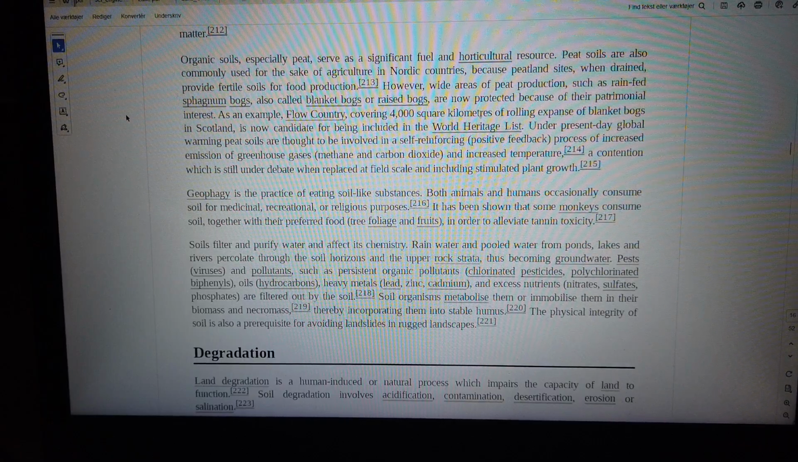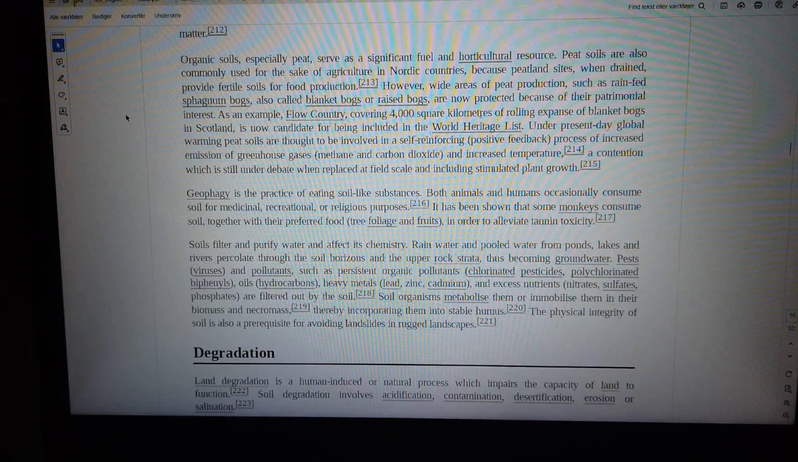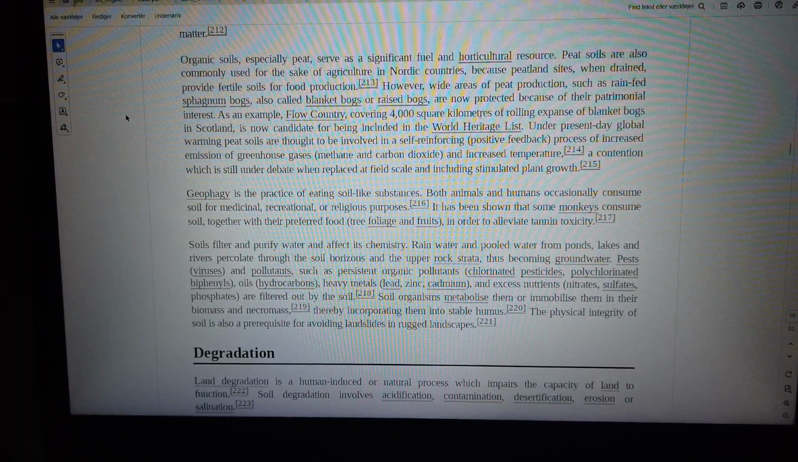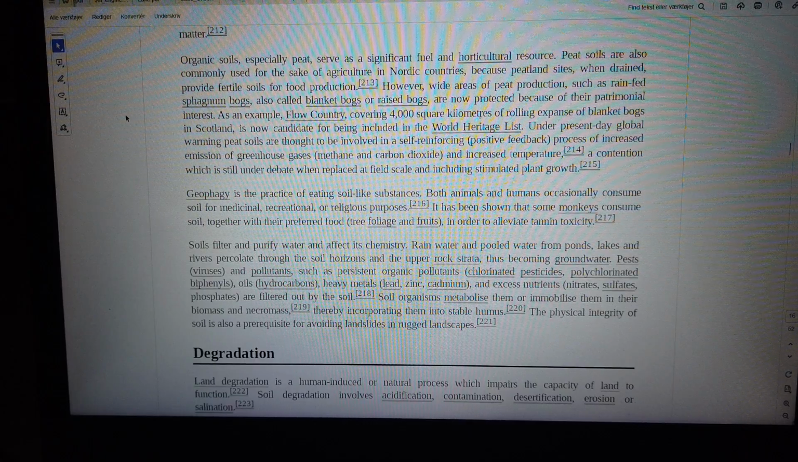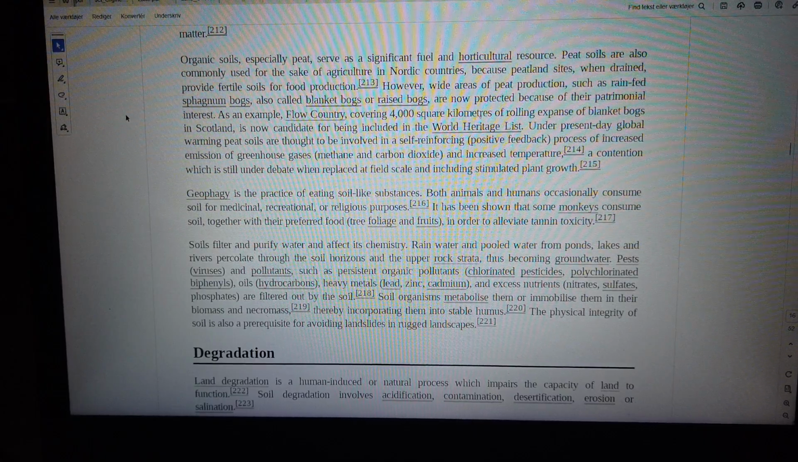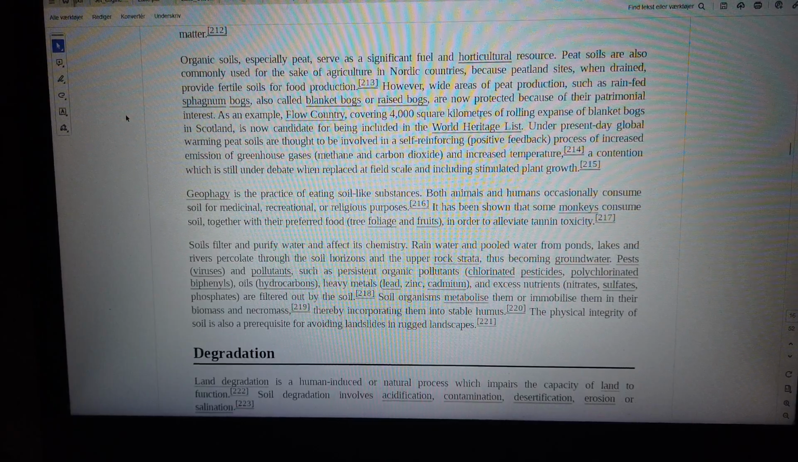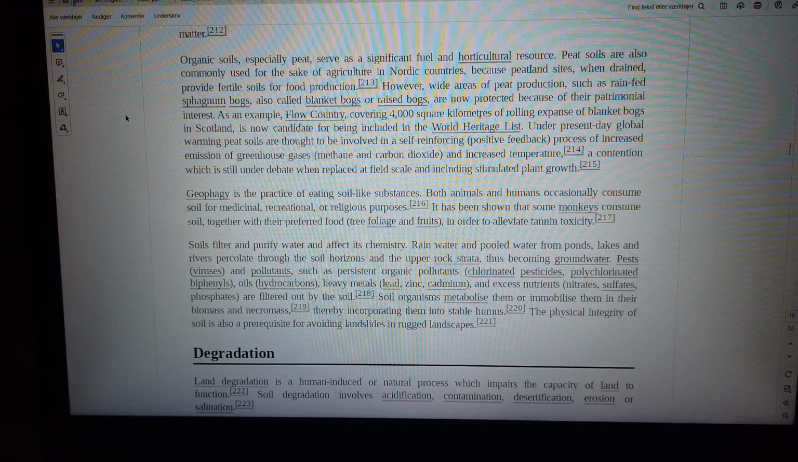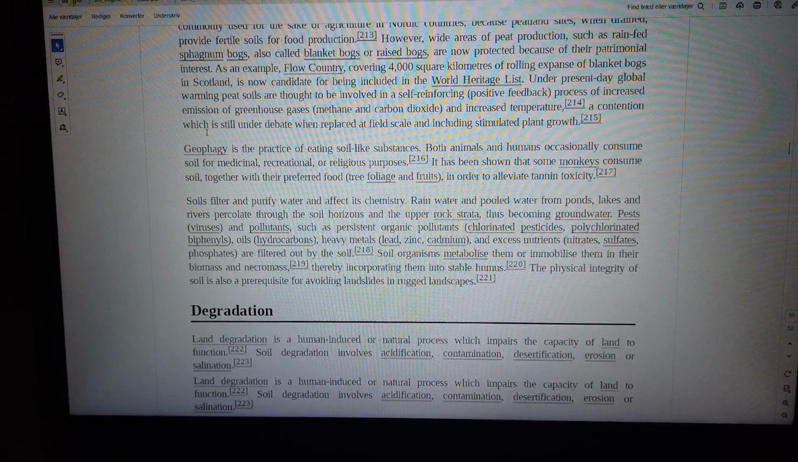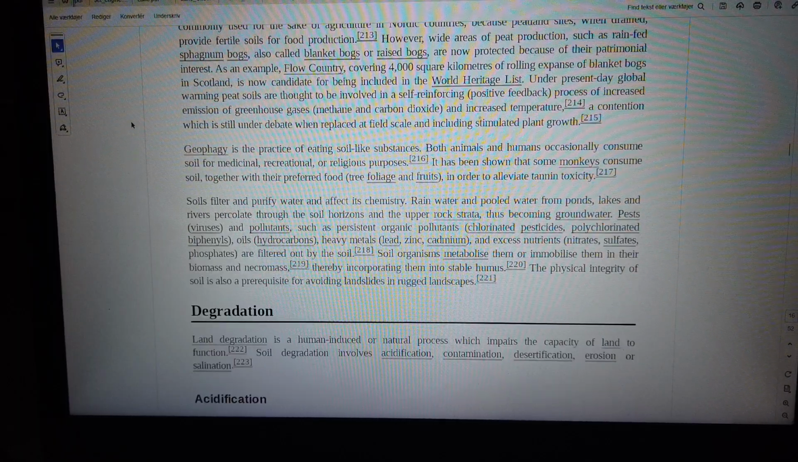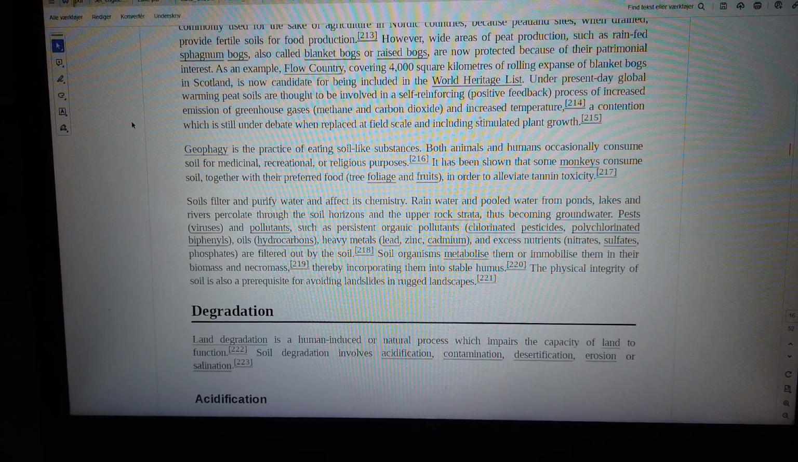Soils filter and purify water and affect its chemistry. Rainwater and pooled water from ponds, lakes and rivers percolate through the soil horizons and the upper rock strata, thus becoming groundwater. Pathogens, viruses, and pollutants, such as persistent organic pollutants, chlorinated pesticides, polychlorinated biphenyls, oils, hydrocarbons, heavy metals, lead, zinc, cadmium, and excess nutrients, nitrates, sulfates, phosphates, are filtered out by the soil.